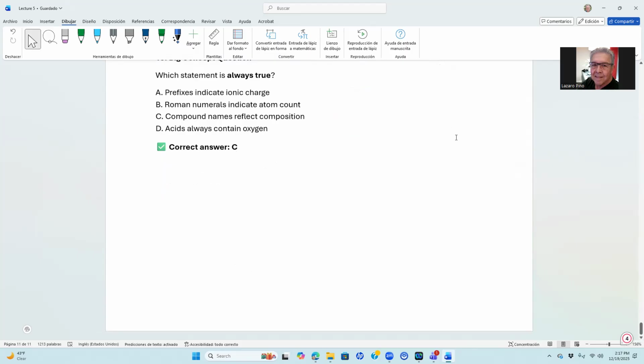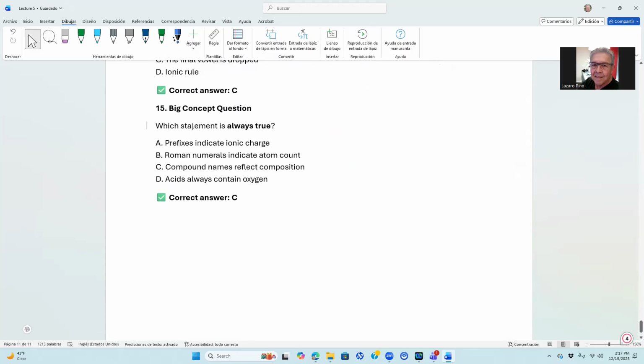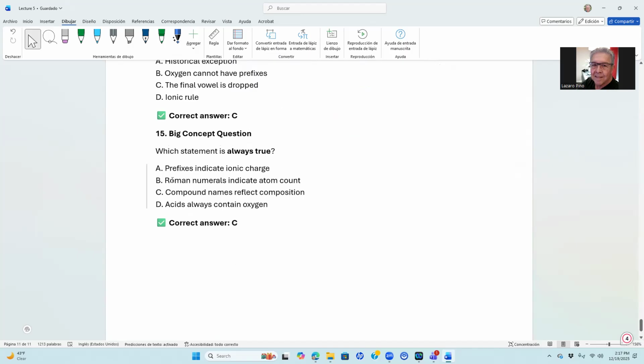Okay? And the last question is, which statement is always true? Prefixes indicate ionic charge? No. Roman numerals indicate atom count? No. Compound names reflect composition? Acids always contain oxygen? No. Well, the answer is C. This is the correct answer because compound names reflect the composition. That's true.